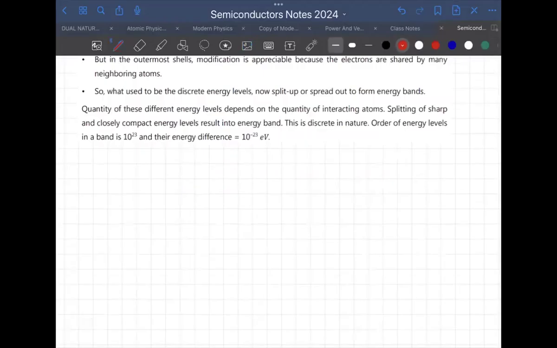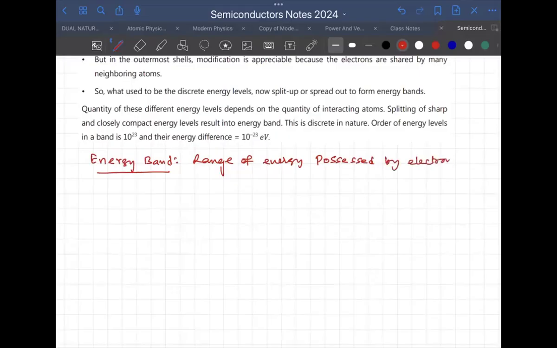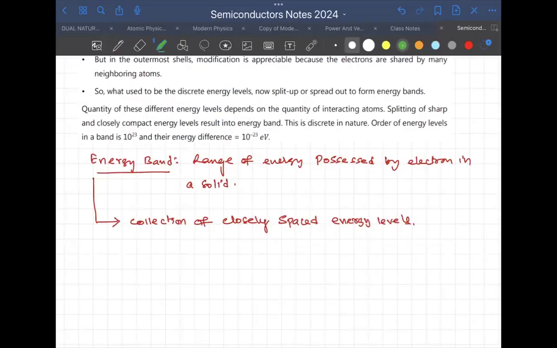So what does energy band refer to here? When you say an energy band, the energy band here refers to a range of energy. Whose energy? These are the energy possessed by electrons in a solid. Or in other words, an energy band refers to a collection of closely spaced energy levels. I'm telling again, the difference of energy levels is of the order of 10 power minus 23 electron volts. Right.